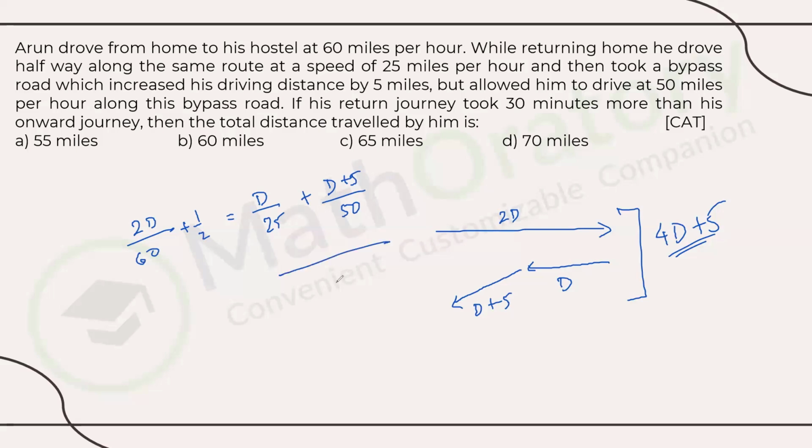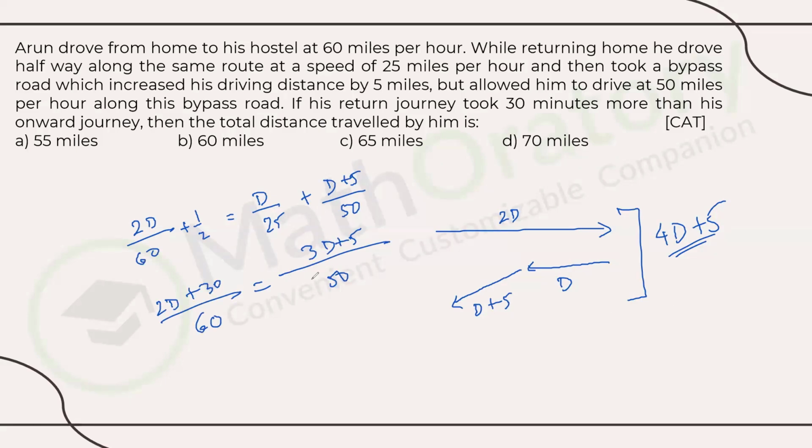So just evaluate this. It will not be tough to evaluate. On this side, it will be something like 50 as the LCM. So you have 2D plus D plus 5. So that is 3D plus 5, right? On this side, you have 60 as the LCM. So 2D plus 30 by 60. And then you evaluate this and you get the answer.